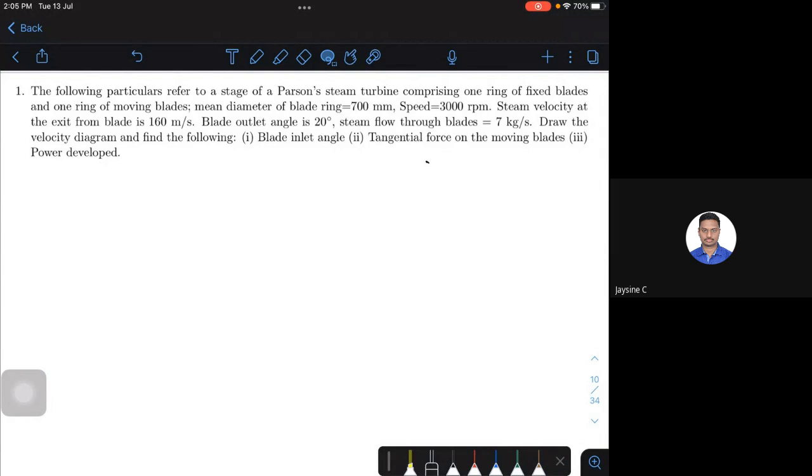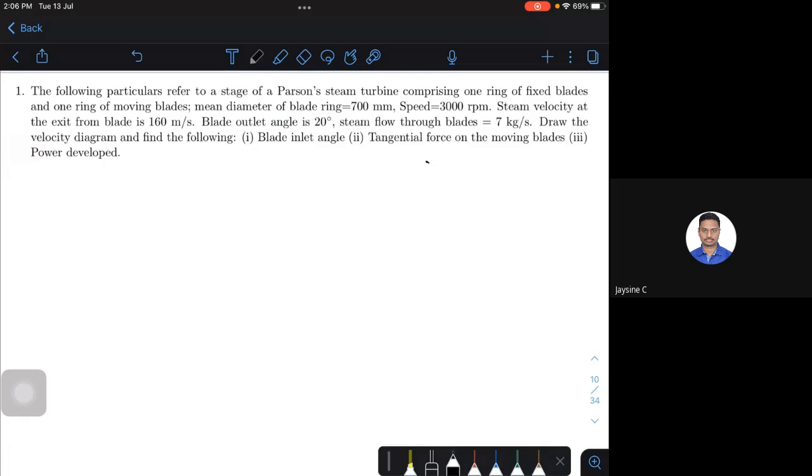See, this problem can be solved by both the graphical method as well as the theoretical method, that is, using the trigonometric principles. I'll show you the procedure using the trigonometric principles. You can try the same using your graph sheet, taking some scale, like 1 centimeter equal to 20 meters per second, or 25, or 50 meters per second. You can draw to the scale and solve the same problem. So let's try to obtain the solution for this problem.